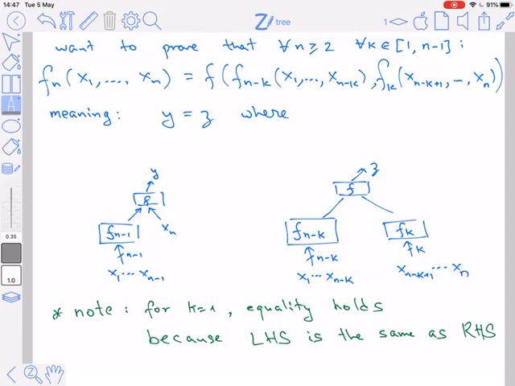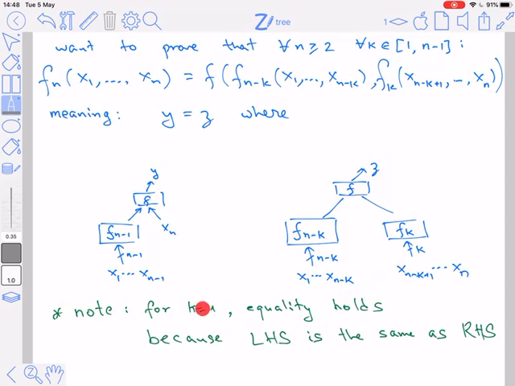So the claim is that the outcome y equals the outcome z for every input x1 up to xn. Now, if I were to use a value of k which equals 1, then what do I have on the right-hand side? I have f of n minus 1, which is identical to what I have here. And here I have f1. And f1 is just the identity function. It just gives you xn. So z and y are clearly equal if k equals 1.